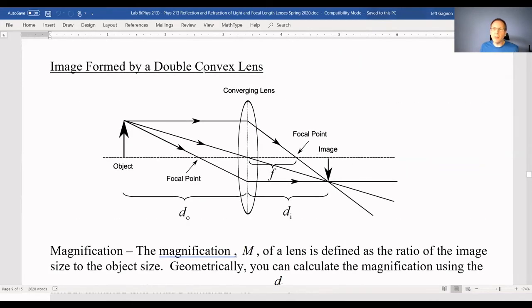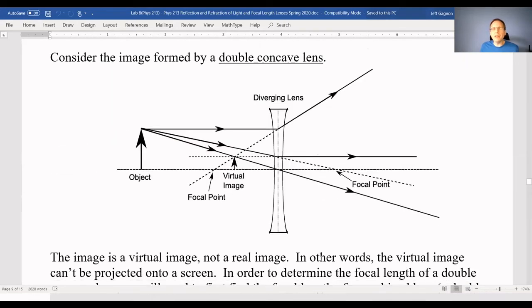Okay, what about, so that was a converging lens, right? A double convex lens. What about a diverging lens, a double concave lens? What happens here? Well, in this case, here's my object, the illuminated object. I'm going to track three rays again. So one leaves the tip parallel, and when it refracts through the lens, it's going to diverge away as if, if you extend this backwards, it appears to be coming from the focal point of that diverging lens.